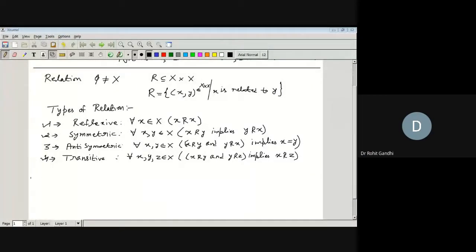Today we will talk about the relation which is reflexive, symmetric, and transitive. We call that relation an equivalence relation. So today we will talk about equivalence relation.